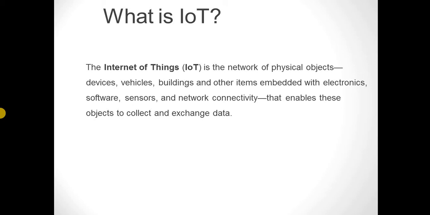The Internet of Things, IoT, is a network of physical objects, devices, vehicles, buildings and other items embedded with electronics, software, sensors and network connectivity that enables these objects to collect and exchange data. IoT refers to a system of interrelated internet-connected objects that are able to collect and transfer data over a wireless network without human intervention.